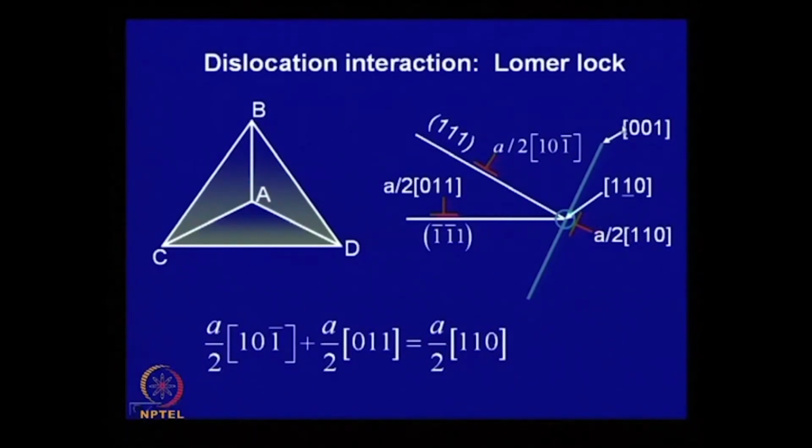You can calculate the slip plane, which comes out to be 0 0 1. So, the dislocation slip plane is this, which is not a normal slip plane in a face centered cubic crystal. So, therefore, the dislocation is immobile.